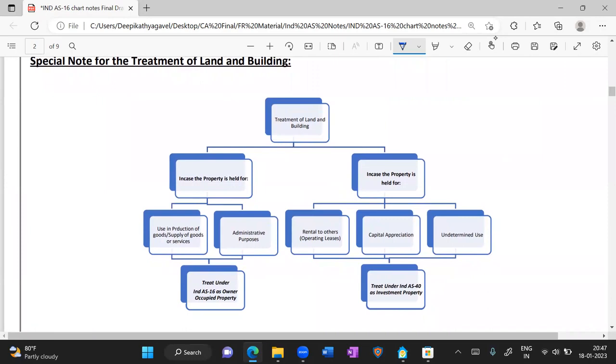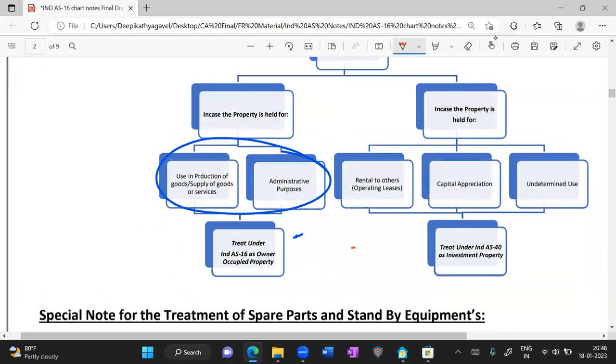One more, as I told earlier, there's a special note that we are going to be discussing for land and building. Whenever they give you land and building, you need to be very cautious. First, you need to see what the land and building is being used for. If the property is being used in production, supply of goods, or supply of service, or it is used for any administrative purpose, then that particular property will be treated as owner occupied property, and the treatment will be under IND AS 16.